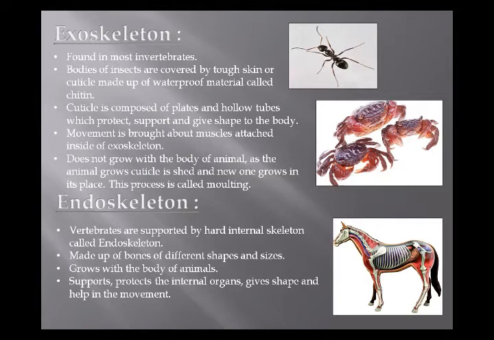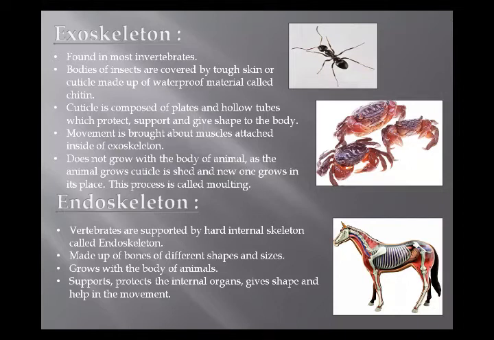Again, I repeat, exoskeleton is found in invertebrates. It is the outer covering, or we can say it is the external cover of the animal. It is non-living. It is made up of chitin. This chitin is waterproof, and the cuticle is composed of plates and hollow tubes. The exoskeleton protects the inner organs. The exoskeleton supports and gives shape to the body. Exoskeleton helps in movement because from inside the body, the muscles are attached to the exoskeleton.